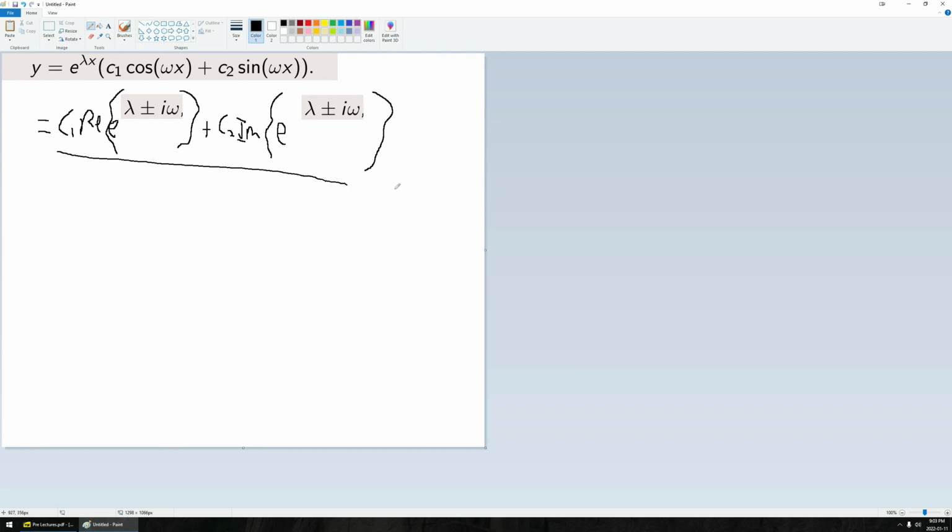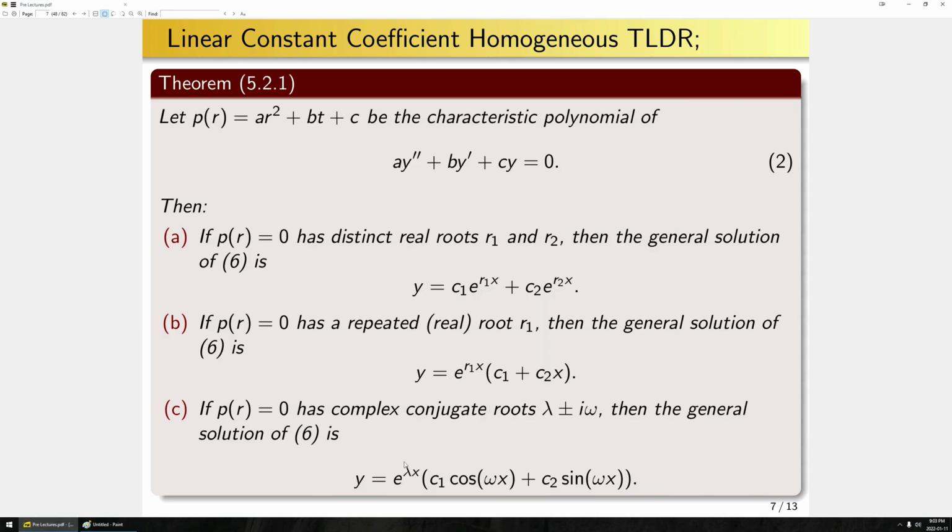And generally speaking, thinking of it like this can be useful, but for this class, I do want you to just use this functional form here. Okay, so that's not bad at all. I'm going to skip over examples of actually applying this theorem. They're pretty straightforward. You just find the roots and do the stuff.